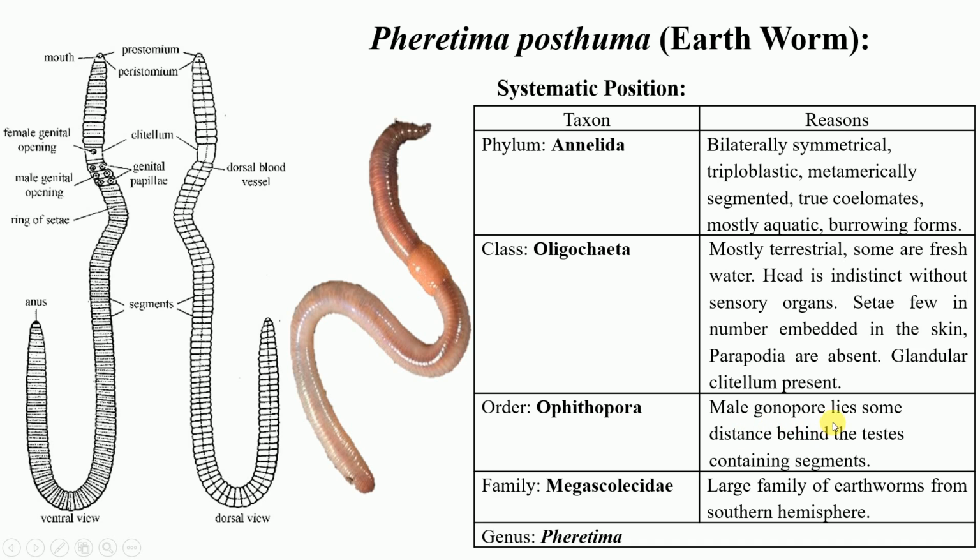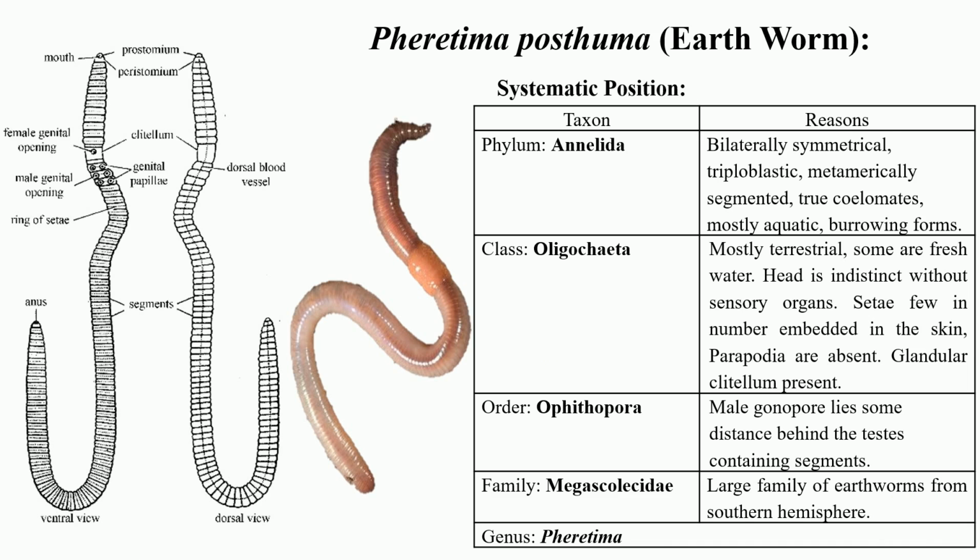Opisthopora, the reason for that order is the male gonopore lies some distance behind the testes-containing segment. Then the family is Megascolecidae. The Megascolecidae is a large family of the earthworm from the southern hemisphere. So this is actually the family of earthworm, and the scientific name, that is the genus, is Pheretima, and you can take as an example the species posthuma, which is commonly known as the earthworm.